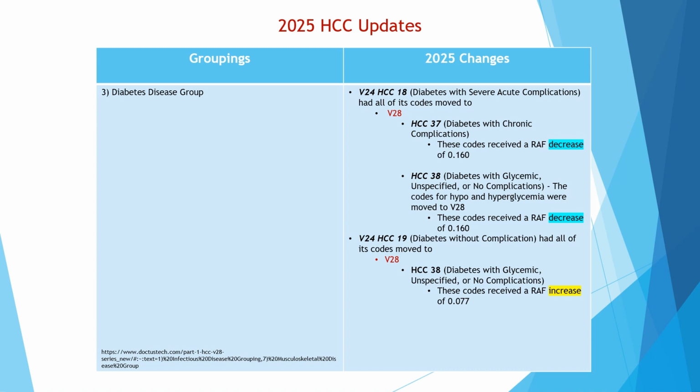HCC 38, diabetes with glycemic, unspecified, or no complications. The codes for hypo and hyperglycemia were moved to V28. These codes received a RAF decrease of 0.160. V24 HCC 19, diabetes without complication, had all of its codes moved to V28 HCC 38, diabetes with glycemic, unspecified, or no complications. These codes received a RAF increase of 0.077.